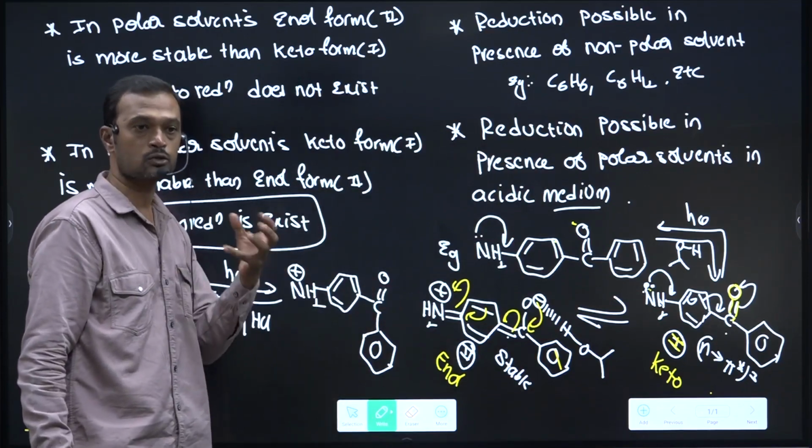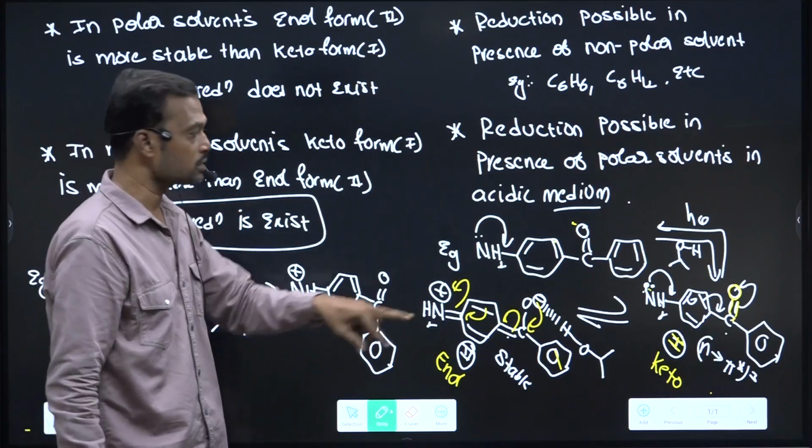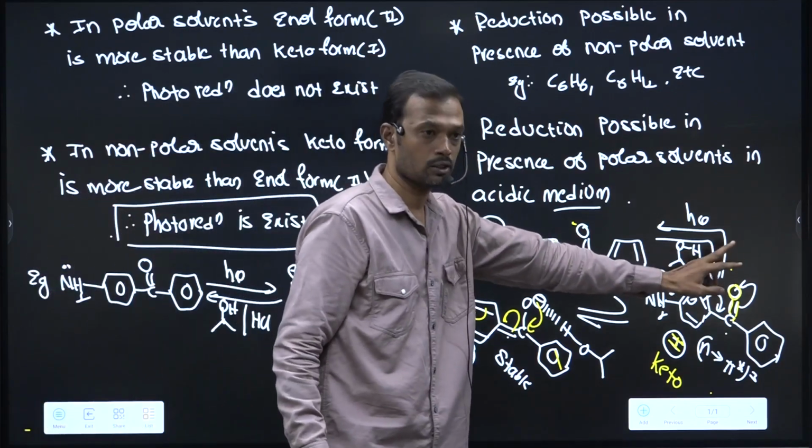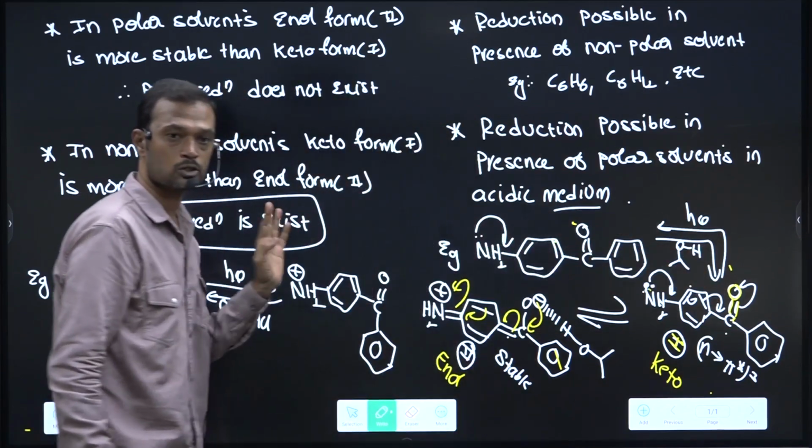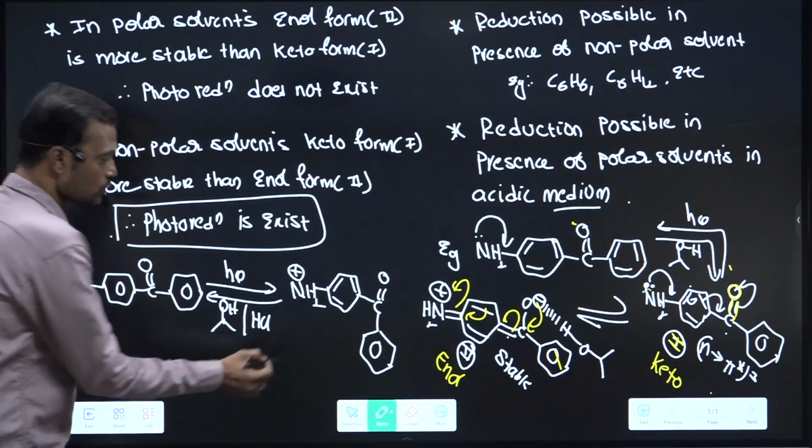So that is the target of using polar solvent. When polar solvent is given, see whether acid medium is given or not. If there is no acid medium, no reaction. If acid medium is there, photo reduction is possible. So this is on photo reduction.